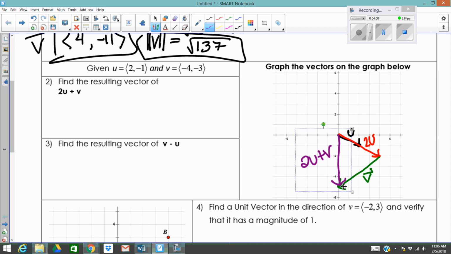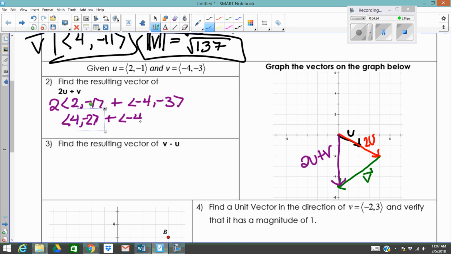Algebraically, it works just like normal coordinates. Add your x's with your x's, your y's with your y's. So if I have 2 times u plus v, I'm going to follow my order of operations, do 2 times u first, which gives me ⟨4, -2⟩. And now I'm going to add that to vector v. So I end up getting the vector ⟨0, -5⟩, which, if we take a look, is that vector there. So that's how we find the vector graphically, and how we find the vector algebraically.